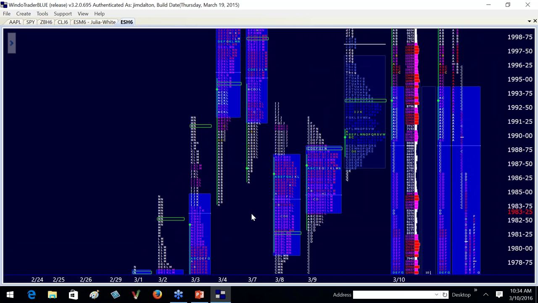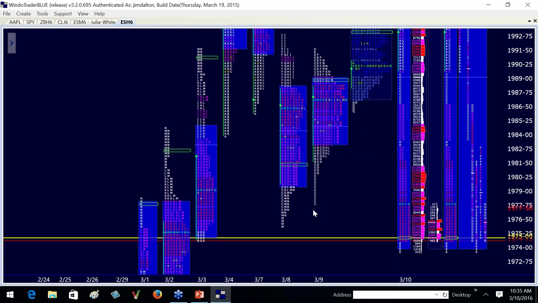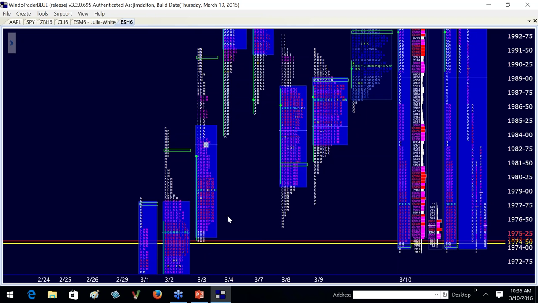That's going back to the 3rd. If an auction is completed, you will have single prints on the auction. Down here it wasn't, and you can see we're back through that again. So that's where we're trading right now. We're trading lower today back through it. So that was not a completed auction.